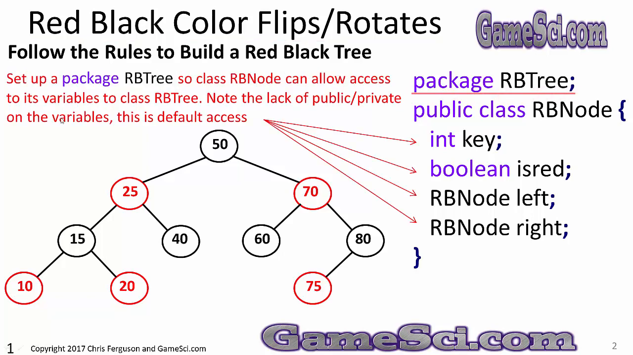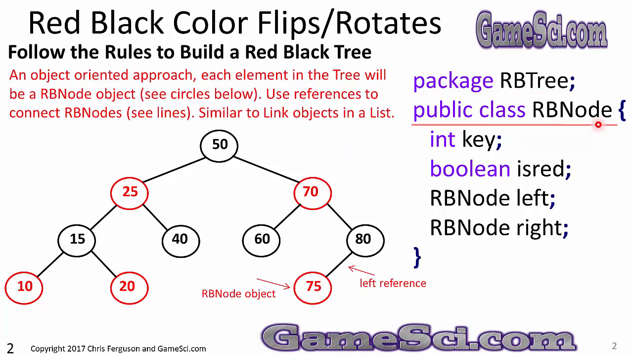Package RB tree. Set up a package RB tree so the class RB node can allow access to its variables to class RB tree. Note the lack of public and private on the variables. This is called default access. This is intentional. I'm not going to declare private. I'm not going to declare public. Therefore, everybody else in the same package has direct access to these variables. We're going to implement 2 classes here, RB node and RB tree, and we want RB tree to have access to these variables.